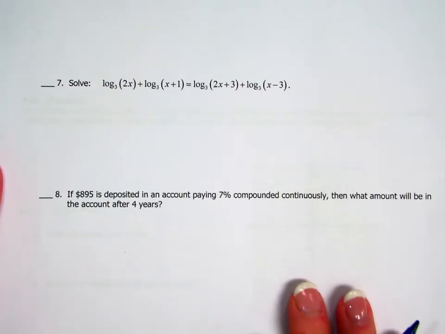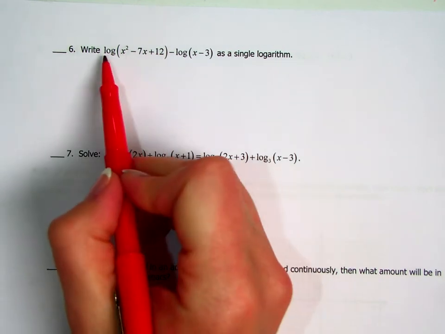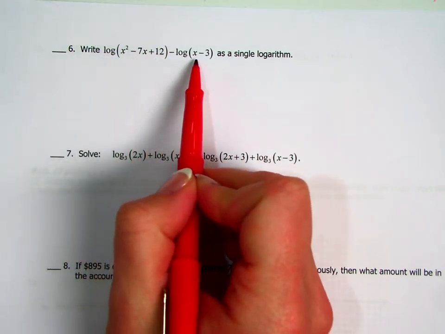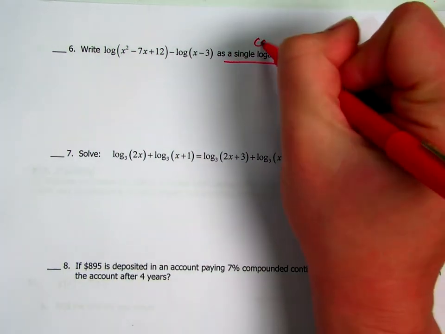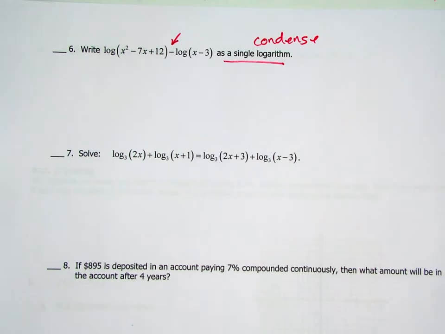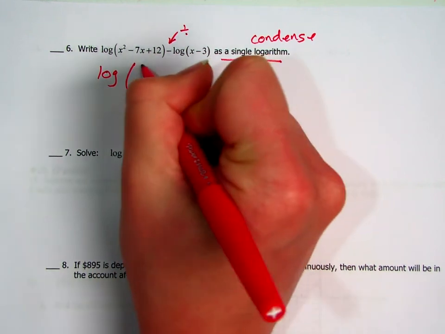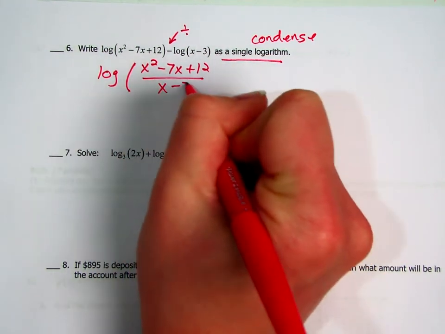All right, on to the next page. Looking at number 6 first. It asks us to write log of (x squared minus 7x plus 12) minus log of (x minus 3) as a single logarithm. In other words, they're asking us to condense it. So if I see subtraction between them, subtraction really means division, right? So this is really log of (x squared minus 7x plus 12) over (x minus 3).